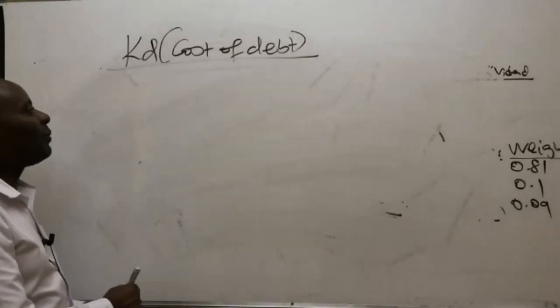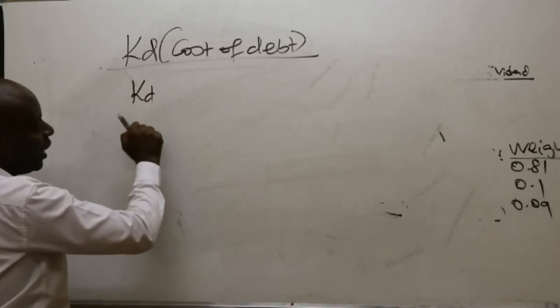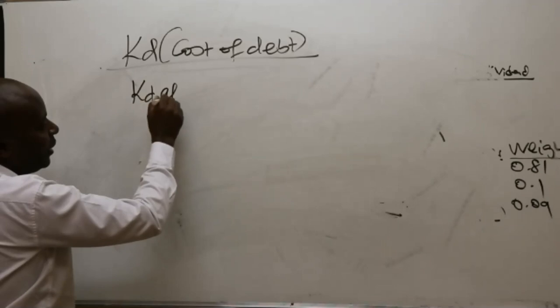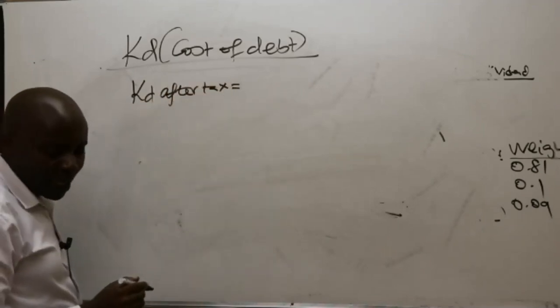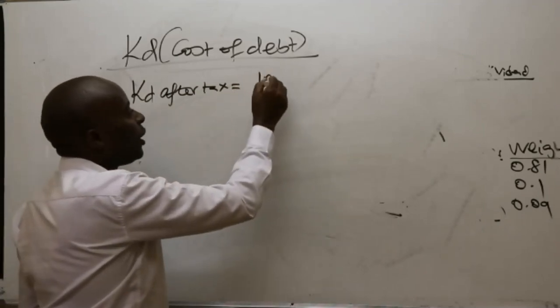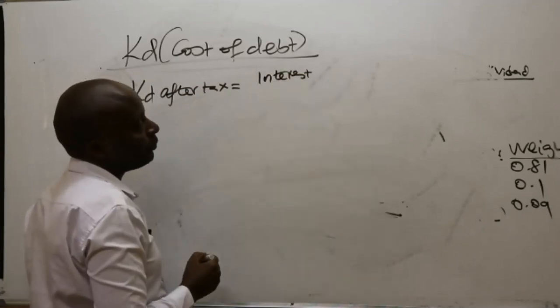So most students have been able to remember that we have two formulas here. For us to be able to get KD after tax, KD after taxation, what we could do is to take the interest amount.